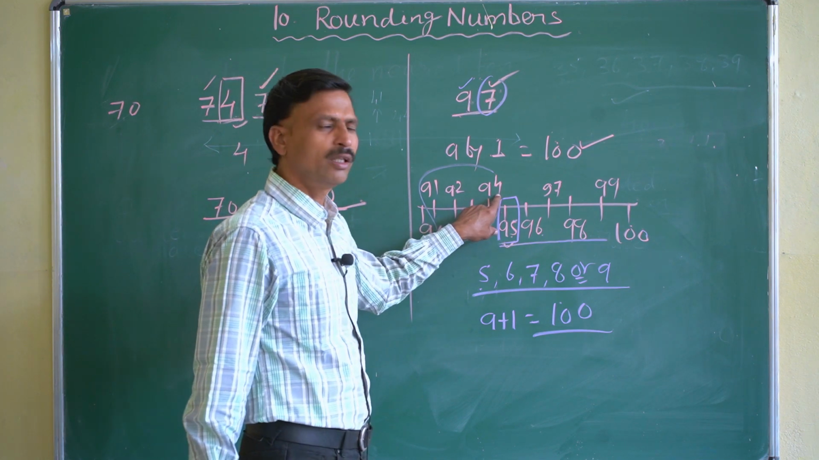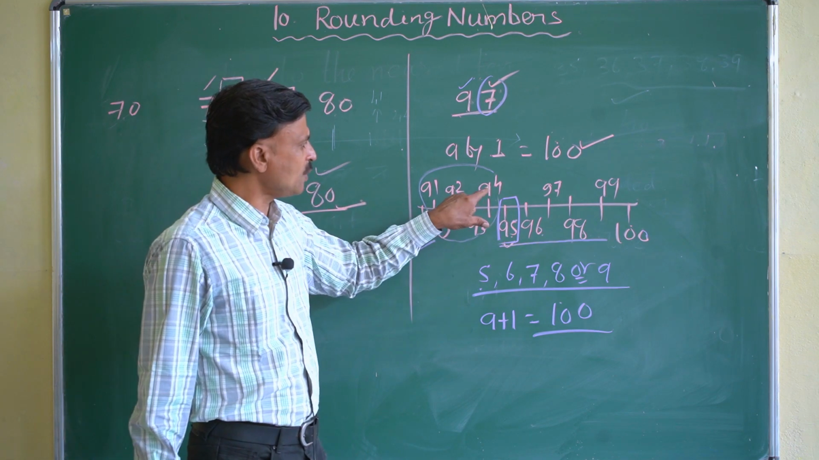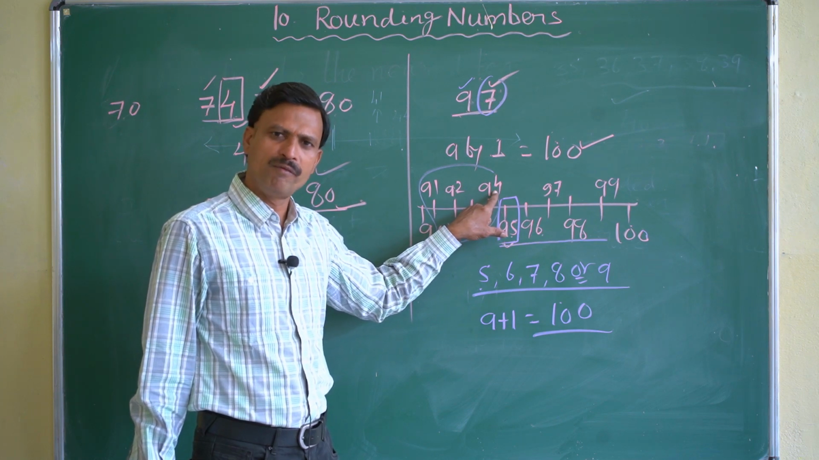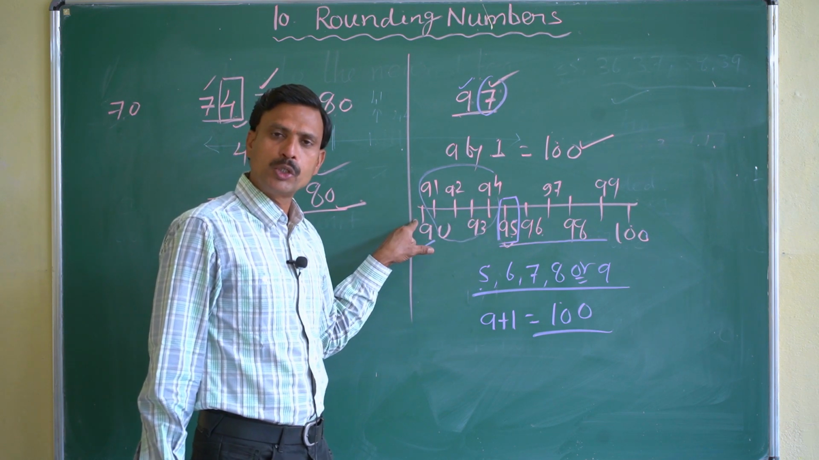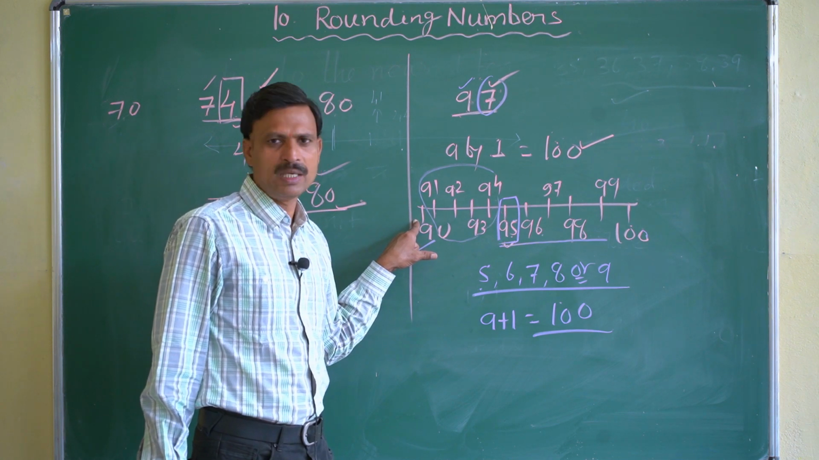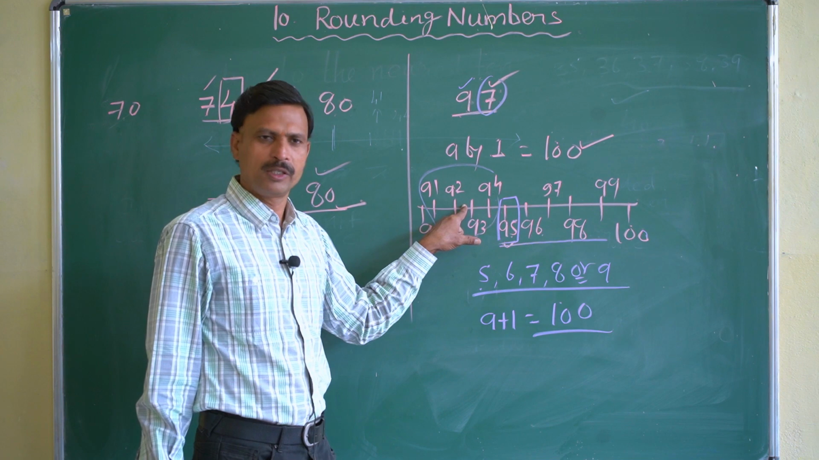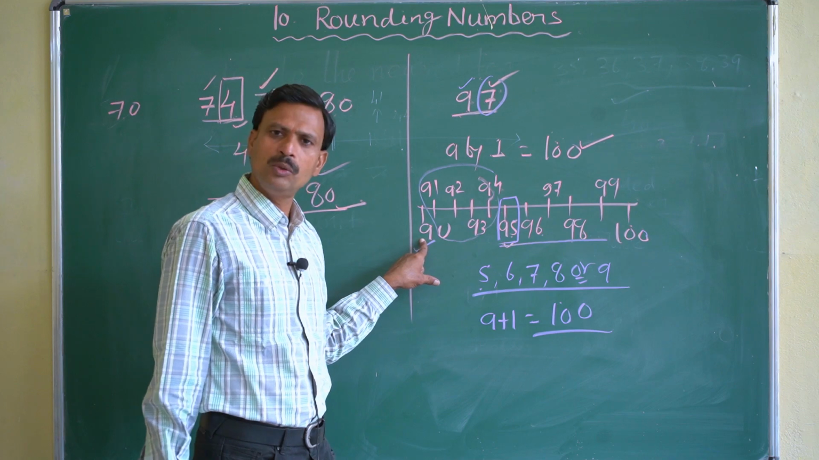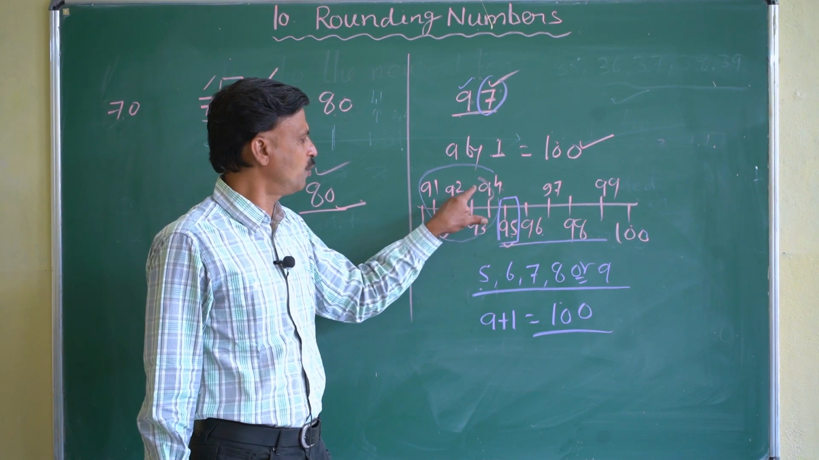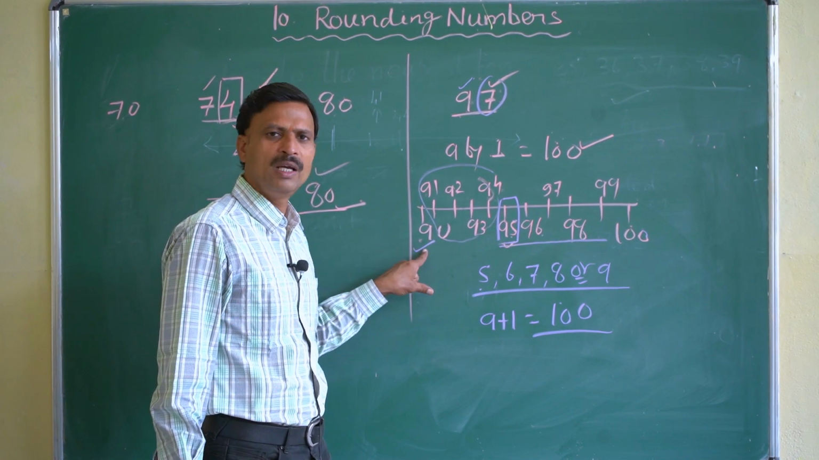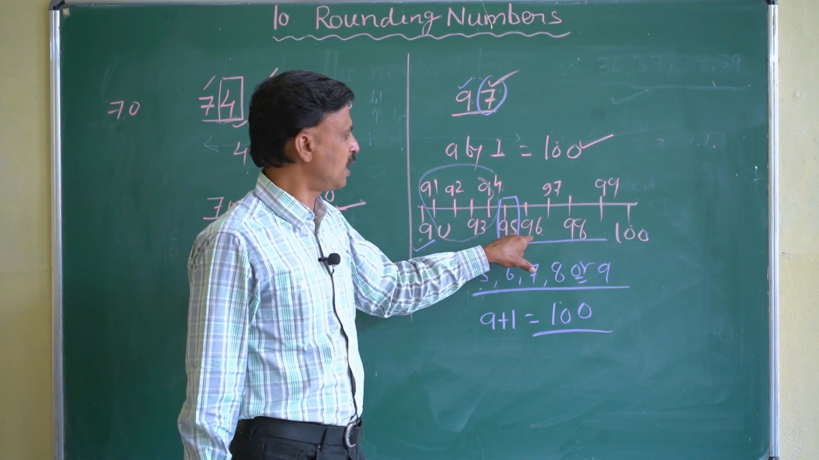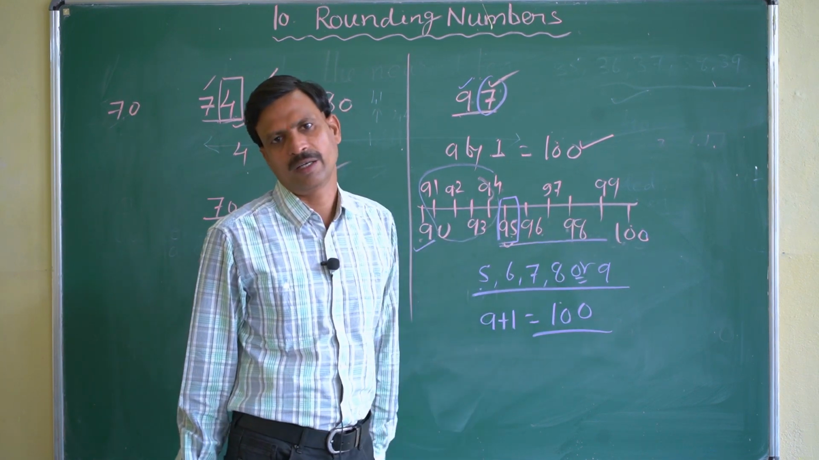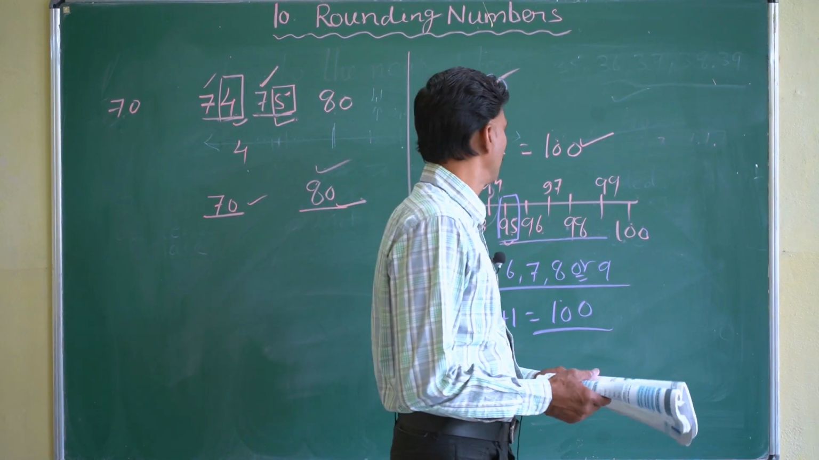And in case the unit place digit is less than 5, meaning 4, 3, 2 or 1, we are not going to increase the 10th place digit. It will remain the same and the unit place digit becomes 0. So for 94, this will be the same and this becomes 0, so nearest to 90. So the round off of 94, 93, 92, 91 will be 90, while 95, 96, 97, 98, 99 will round off to 100. Okay, clear?